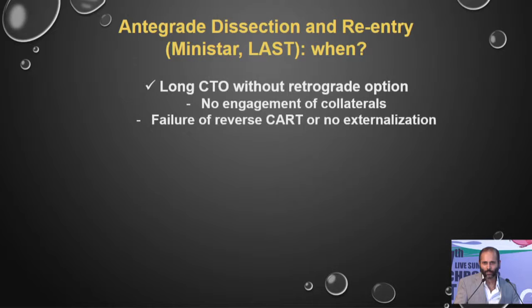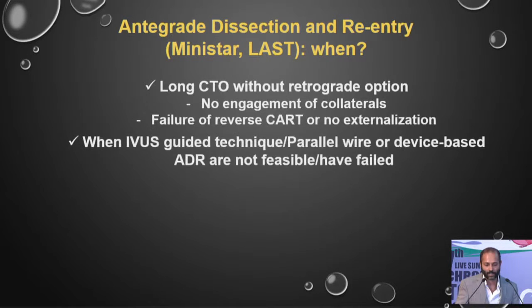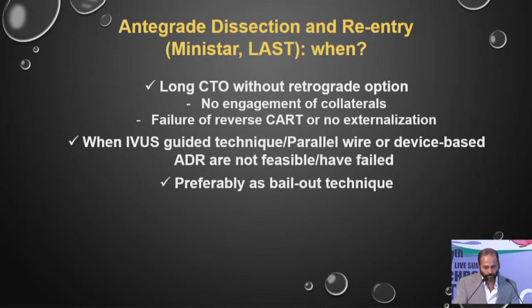And when do we do it? When there is no option. Essentially, that's what it comes down to. When you have a long CTO, you don't have a retrograde option. You've tried ADR and it has failed. You've tried parallel wire, nothing works. IVUS guided, you've seen some really good talks on all these things. But sometimes, guess what? Nothing works. And you're just doing it as salvage. I said preferably, but I think really we should just use it as a bailout technique.